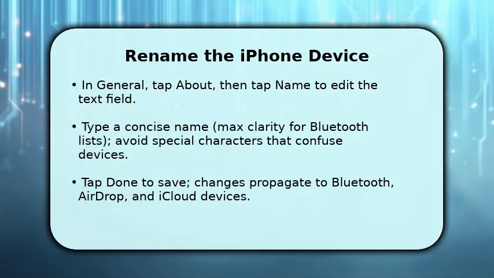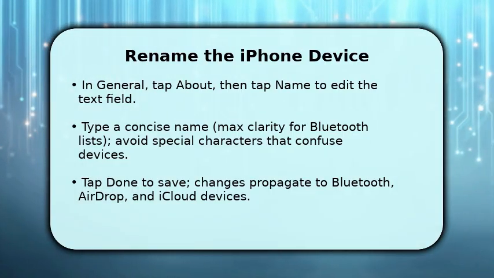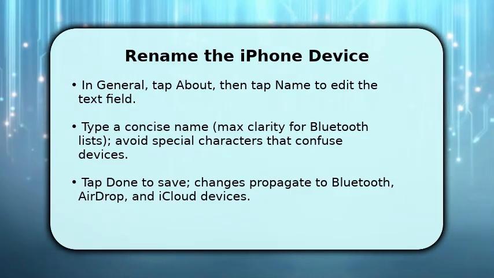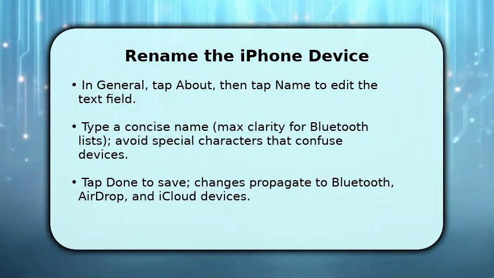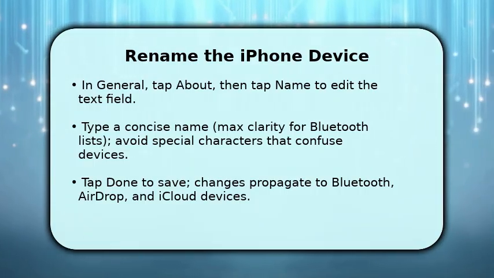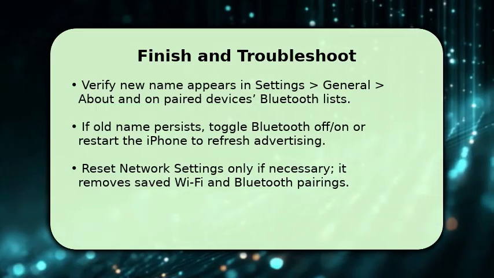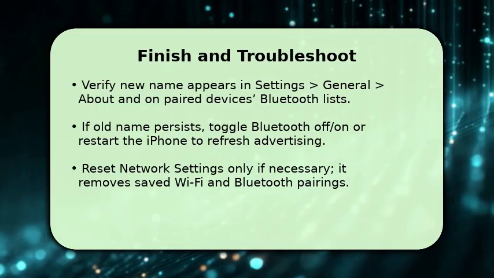The system applies this name to Bluetooth, AirDrop, and iCloud device listings, so paired speakers and car systems will show the new label. If you use screen time restrictions, make sure name edits aren't blocked by device limits. Finish by confirming the updated name appears in General About and on any paired device's Bluetooth lists.